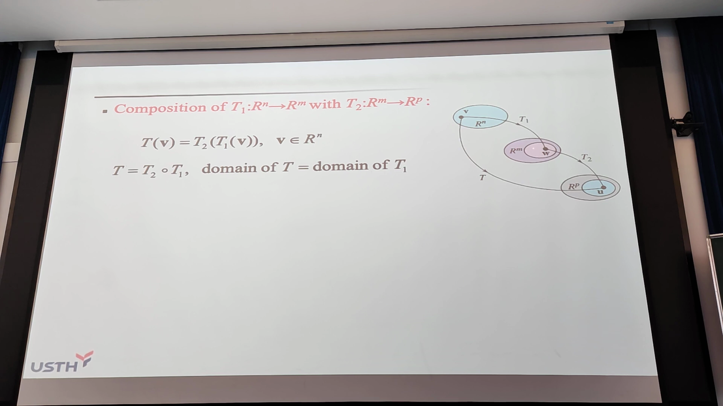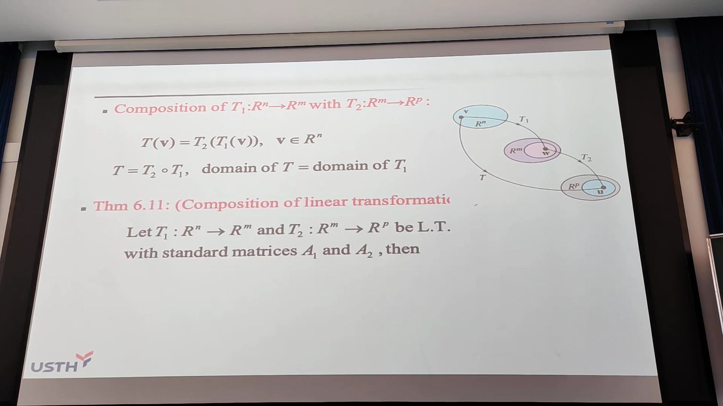Suppose that we are given a linear transformation T1 going from Rn into Rm, and then we have another linear transformation T2 going from Rm into Rp, like that. Then we can compose T2 with T1 to get the new one, T. And you notice T is T2 composed with T1. Now the domain of T will be the domain of T1, and the codomain will be the codomain of T2. That we know already.